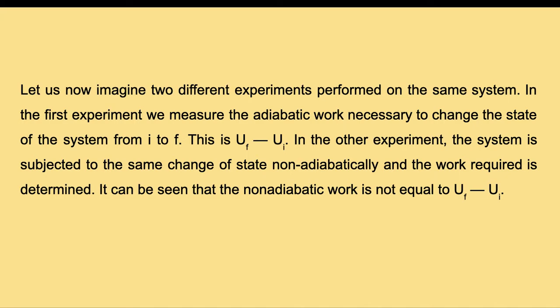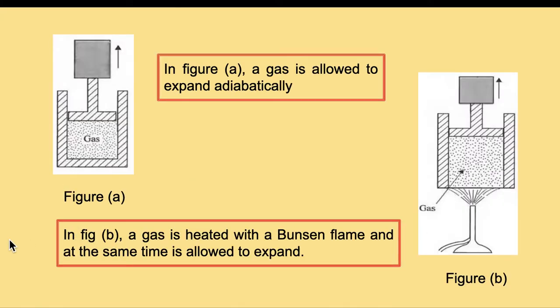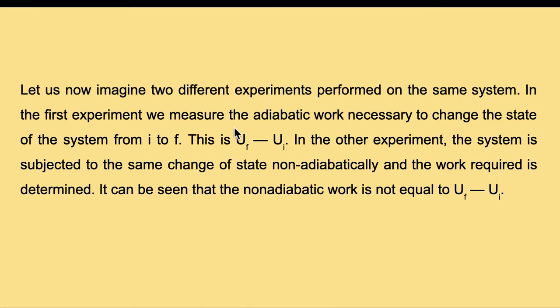Let us now imagine two different experiments performed on the same system. That means you can consider this as the system. You have the same system, and on that system you are performing an adiabatic process as well as a non-adiabatic process. In the first experiment, we measure the adiabatic work necessary to change the state of the system from I to F, and this is UF minus UI. This is already known to us. In an adiabatic process, adiabatic work equals the change in internal energy.